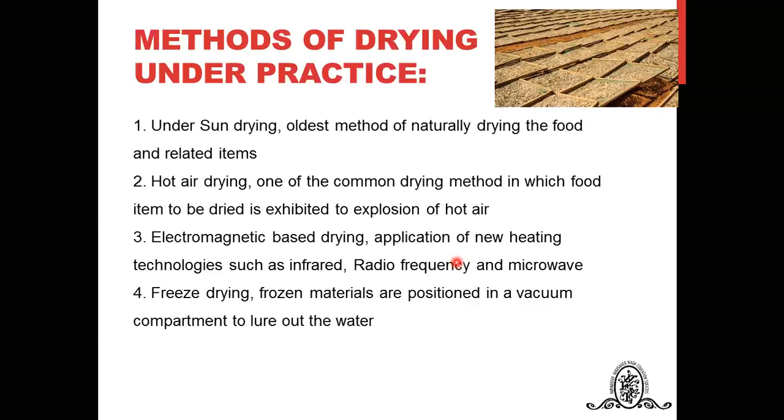Another method used for drying is electromagnetic. This type of drying process is used in new heating technologies such as infrared, radio frequency, and microwave heating systems. And in freeze drying, the frozen materials are positioned in a vacuum compartment. So these are some different types of drying processes we generally use in our daily life.